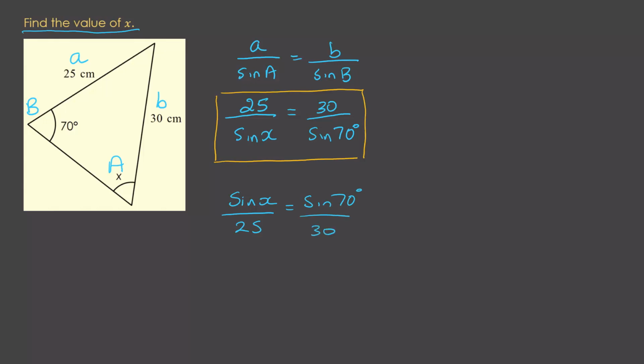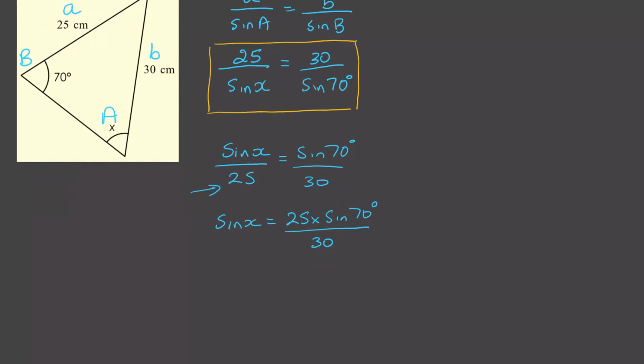And then the 25 is dividing on this side, so multiply both sides by 25. And we get sine x is equal to 25 times sine 70 over 30. And so x would be the inverse sine of 25 times sine 70 divided by 30.